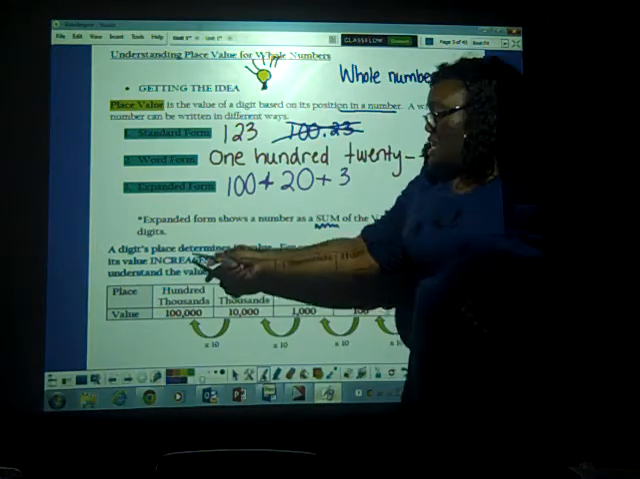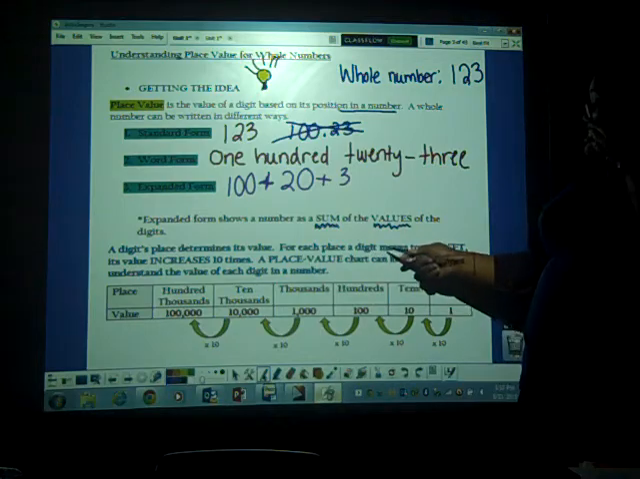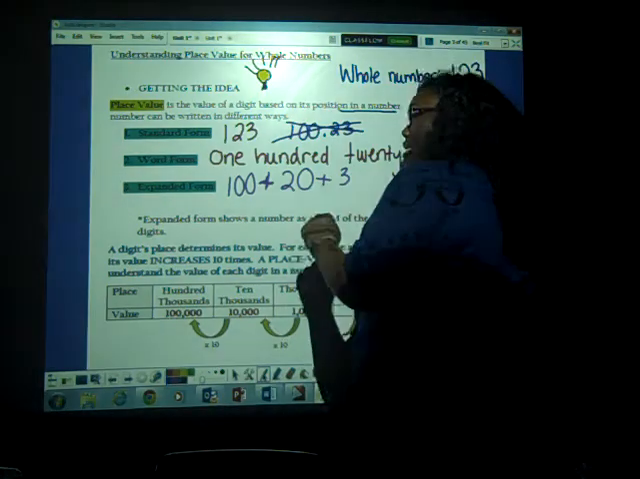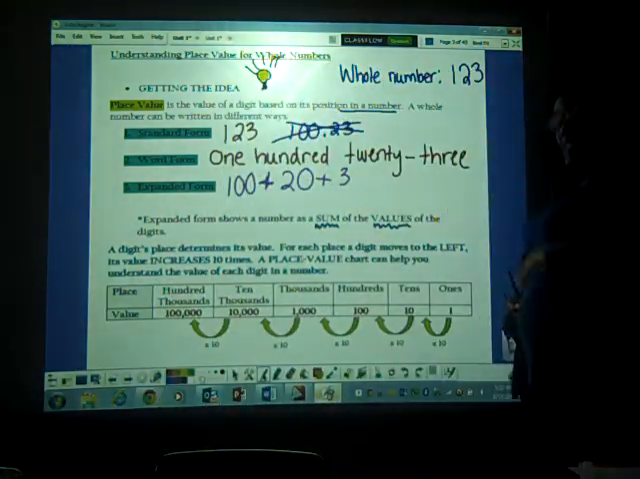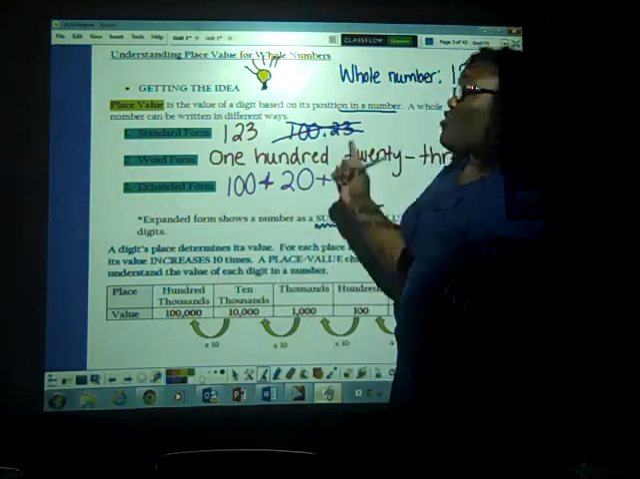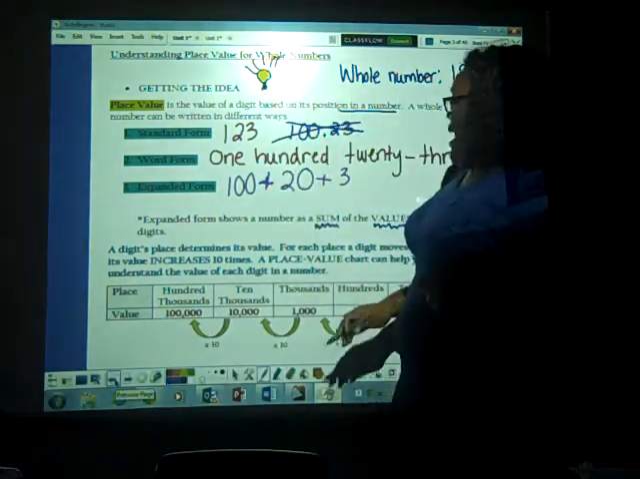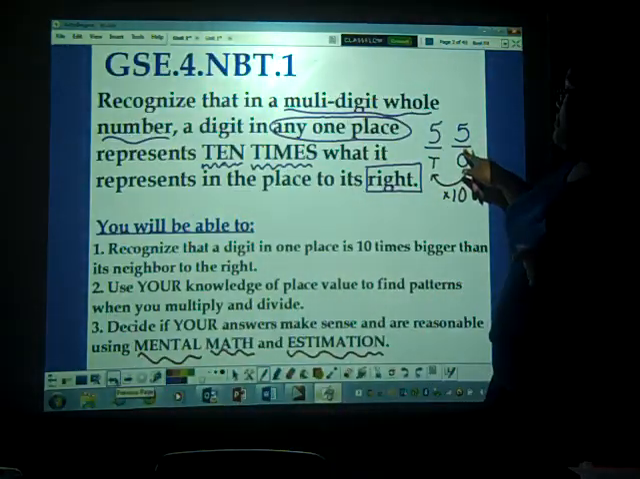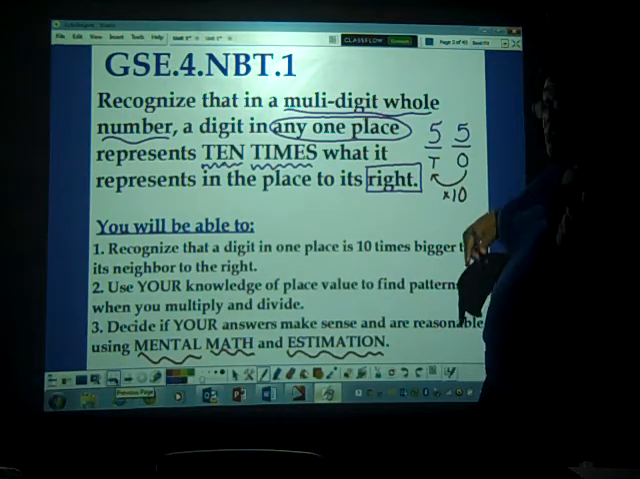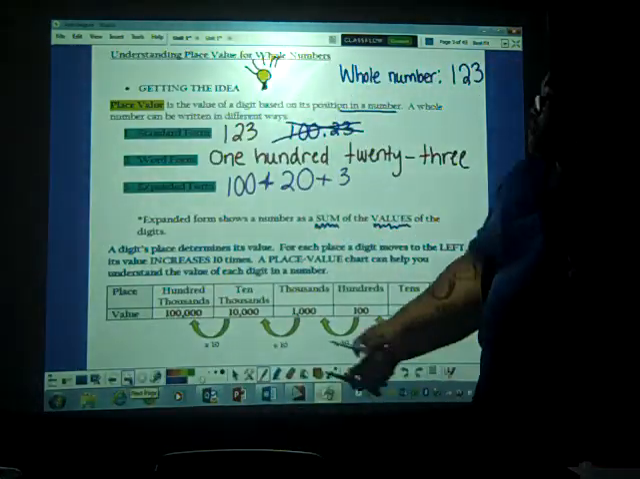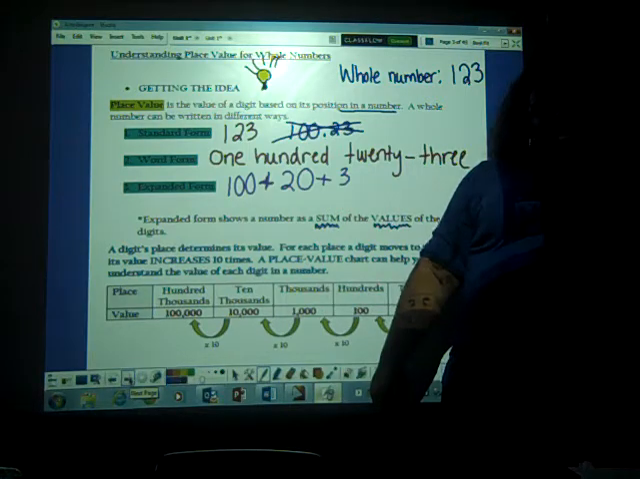Now, a digit's place determines its value. Very true. For each place a digit moves to the left, its value increases 10 times. So let's go back to our example we had. Remember here? Each time it goes to the left, it increases 10 times. So a place value chart can help you understand the value of each digit in a number.